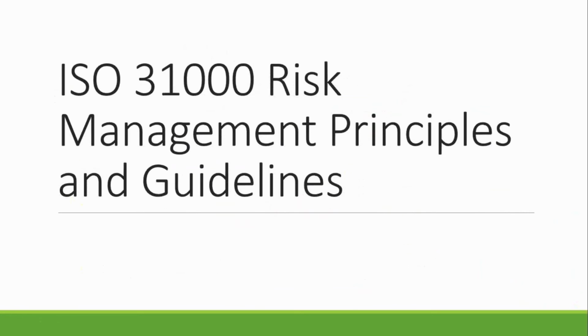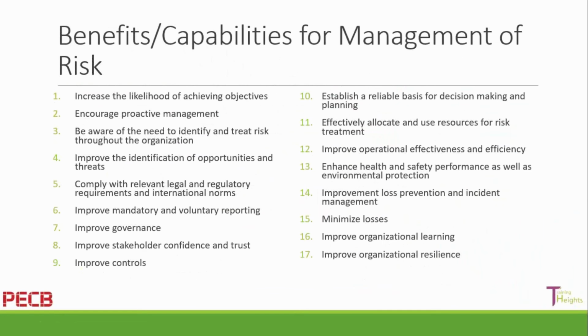Okay, so the ISO 31000 document talks about 17 different benefits and capabilities that you can derive once your risk management capability as an organization is improved. It gives you 17 different benefits. So for people who need to do a business case in their organization, you can use this directly for the business case to say, how do I present risk management in my own organization?